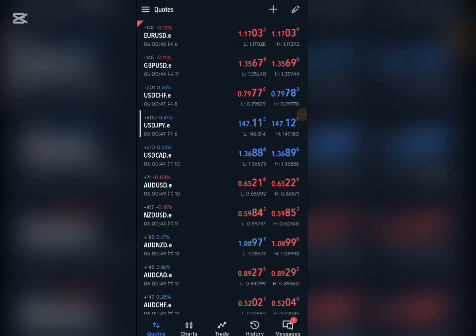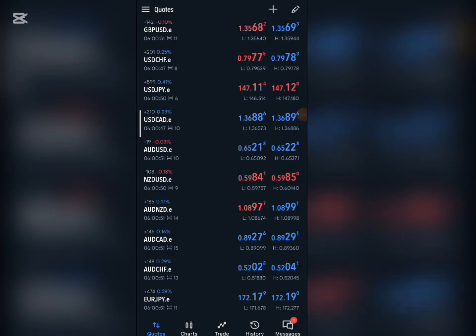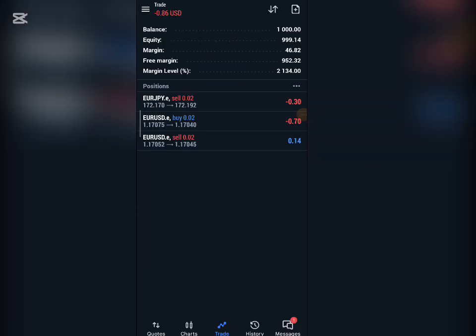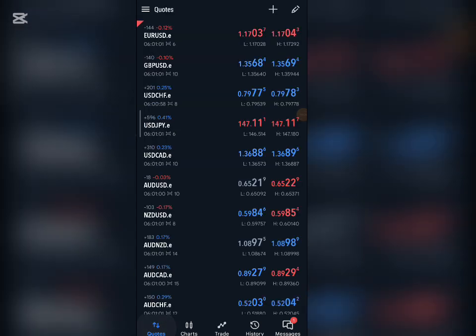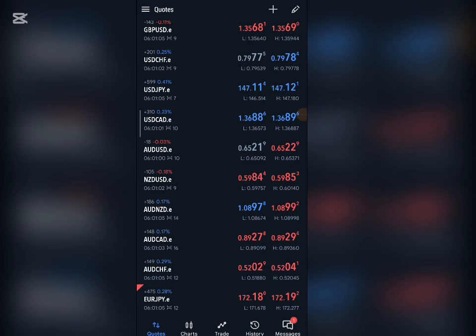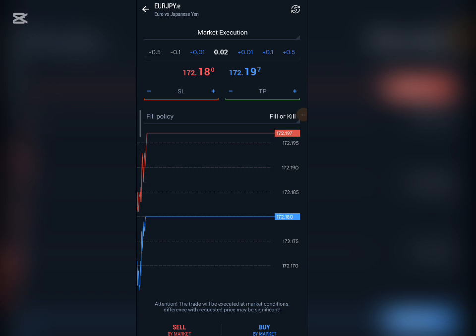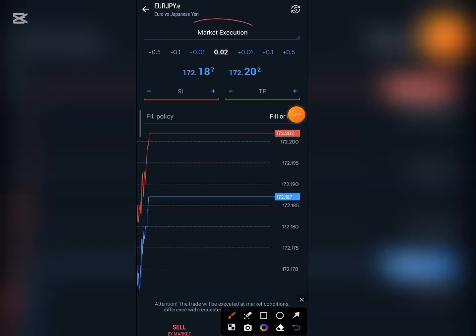You notice when we tapped on the pair, we just clicked on sell or buy immediately. We tapped on it immediately. But when you are in, let's say, give me a minute. When I say it is buy limit, what are you going to do? First of all, you're going to click on market execution.